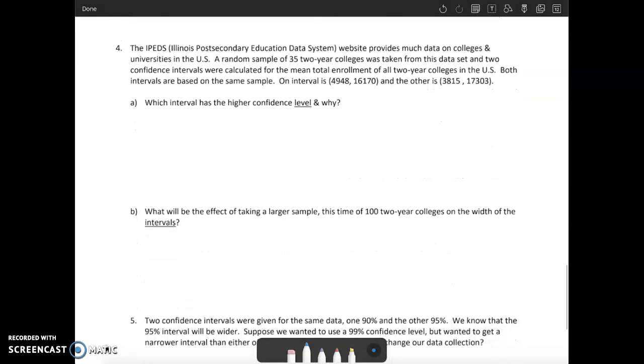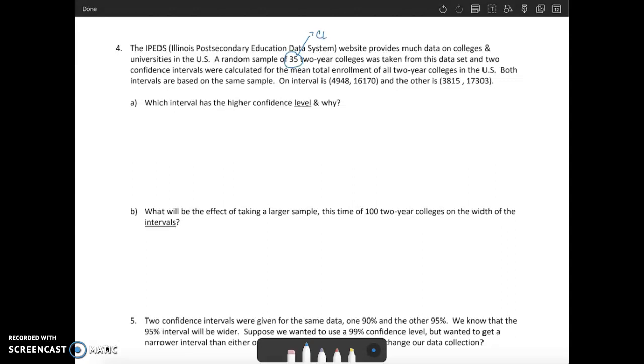Let's look at a question here. It says the IPEDS, or the Integrated Postsecondary Education Data System website, provides a lot of data on colleges and universities in the U.S. A random sample of 35 two-year colleges was taken from this data set, and 2 confidence intervals were calculated for the mean total enrollment of all two-year colleges in the U.S. Both intervals are based on this same sample. So they're both based on these 35 samples.